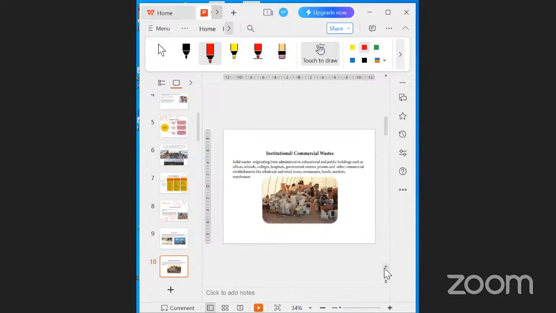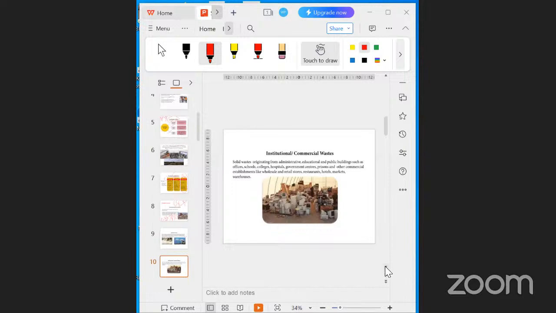Now the next one is institutional or commercial waste. This is the solid waste originating from administrative, educational, and public buildings such as offices, schools, colleges, hospitals, and government centers, and also other commercial establishments like restaurants, hotels, markets, retail shops, and warehouses. These are called institutional or commercial waste, right?